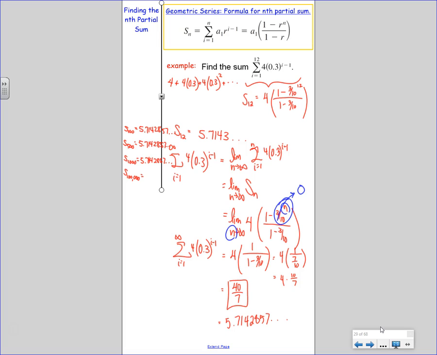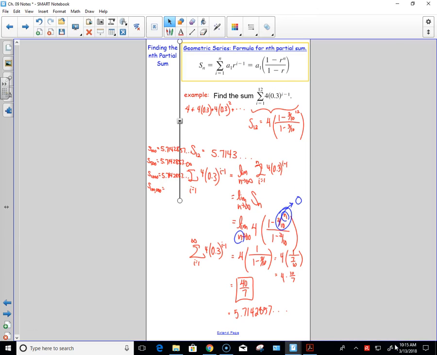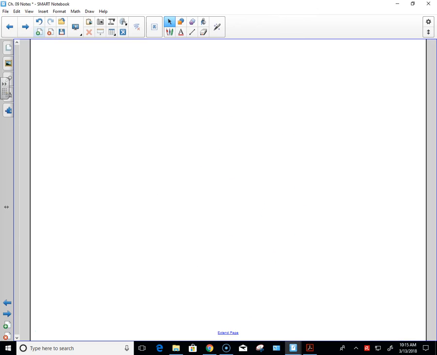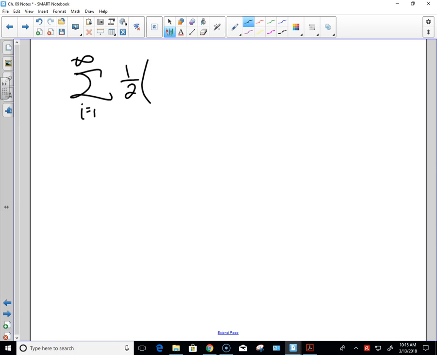Will this always be true for every geometric series? Why not? What if I was to give you something like, let's have some fun with it. What if I was to give you this one? It's going to go straight to infinity. Well, kind of. That's kind of an oxymoron, but that's okay. The sum from 1 to infinity of, oops, not equals 1, minus 1.